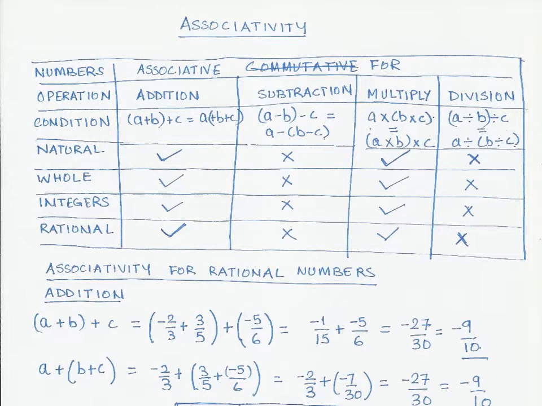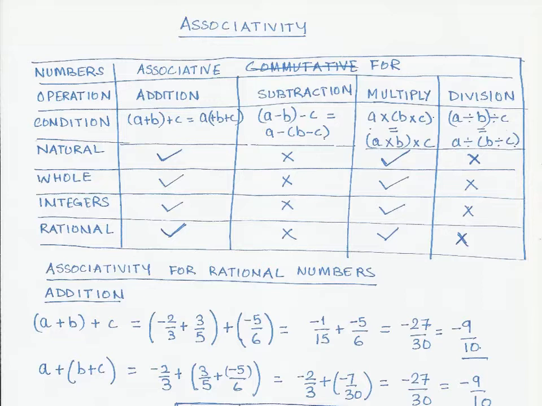Okay friends, in this video, we will look at the associative property, or the associativity, for rational numbers, while we'll also review the associativity for the other numbers that we have studied earlier. So let's get on to the associativity property. Now, first of all, what do we mean by associativity? Well, in this case, associativity simply means grouping of numbers, the order in which we group numbers.